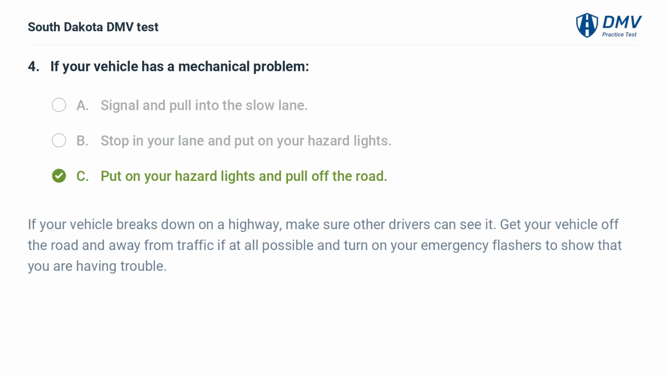C. Put on your hazard lights and pull off the road. If your vehicle breaks down on a highway, make sure other drivers can see it. Get your vehicle off the road and away from traffic if at all possible, and turn on your emergency flashers to show that you are having trouble.